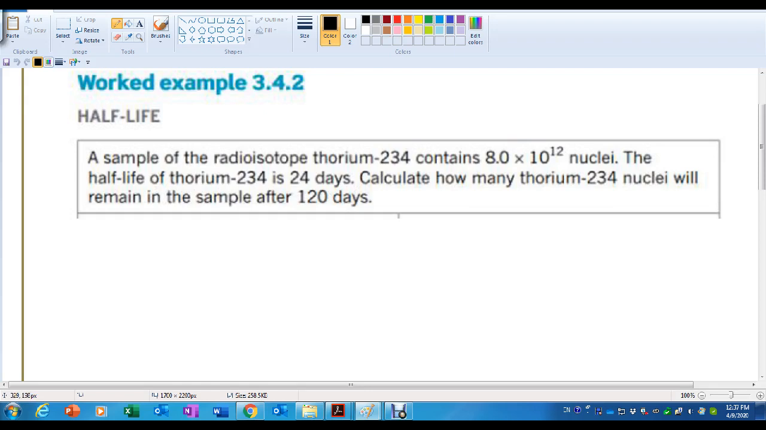Okay, so first of all, the sample contains 8 times 10 to the power 12 nuclei. So what's the meaning of this number? This number is what we call N naught. It's the number of undecayed nuclides. And the half-life is 24 days, right?